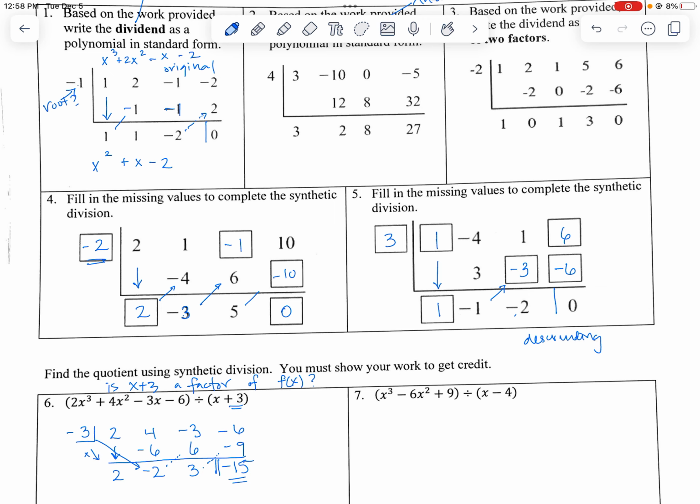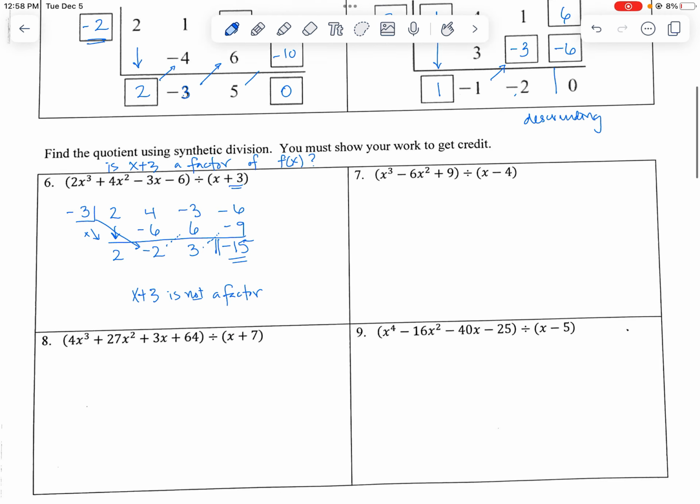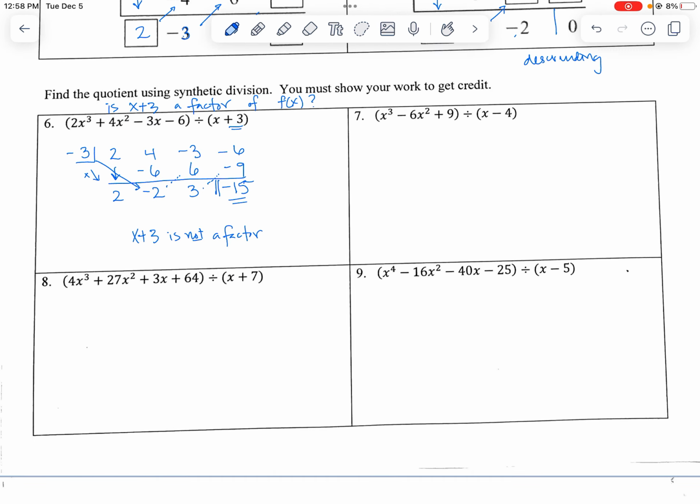Okay, just going through the process of synthetic division. Let's do one more example together. Let's do 7, where I'm going to set it up with the root in the box. So that's where that 4, it says negative 4, so I know that the root would be positive 4. And then I'm going to take the 1 from the x cubed, the negative 6 from the x squared. There is no x term, so that's going to be a 0 as a placeholder, and then the 9 as the constant. Now, I'm going to bring the 1 down, multiply 4 times 1, and get 4.